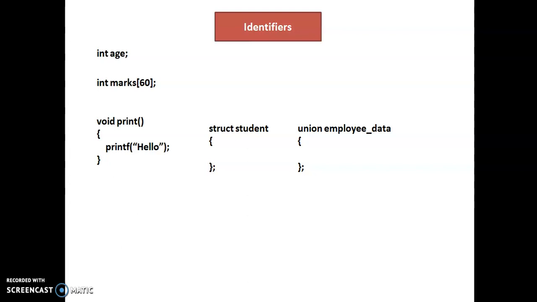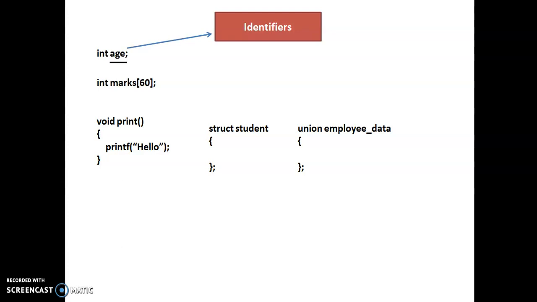We see some examples here. We try to identify what the identifiers are in these examples. I have taken different programming elements. In the first case, I have declared int age. Age is a variable name, so that's why it comes under the identifier category. Why? Because age is the name of the variable. Any name comes under the identifier category.